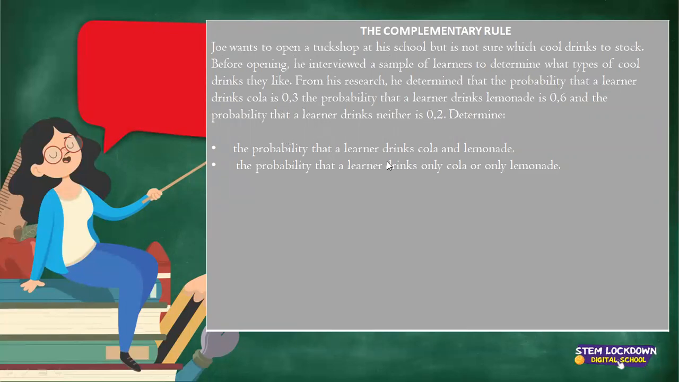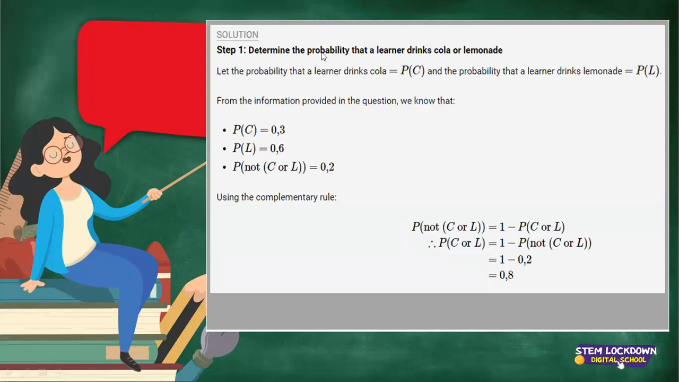Determine the probability that a learner drinks cola and lemonade. So now, how do we start off with that? First thing, to determine the probability of a learner drinking cola or lemonade. Let the probability of drinking cola be P(C) and of lemonade be P(L). The probability of drinking cola is 0.3, lemonade is 0.6, and neither cola nor lemonade is 0.2. So that means the probability of drinking cola or lemonade is 0.8.